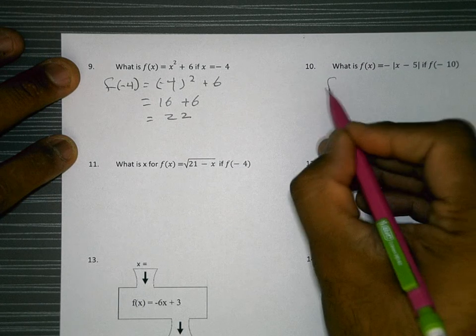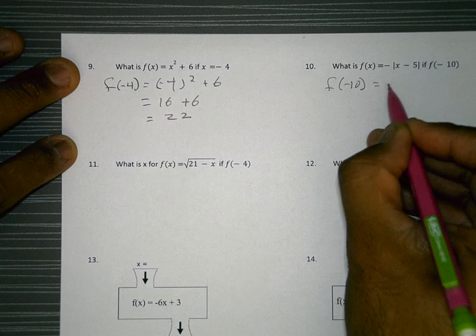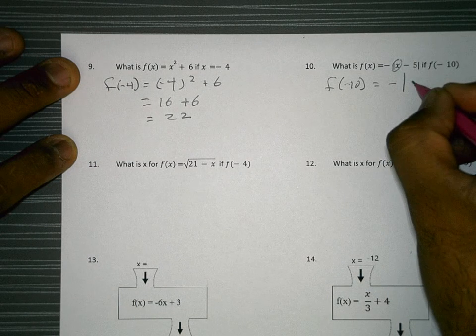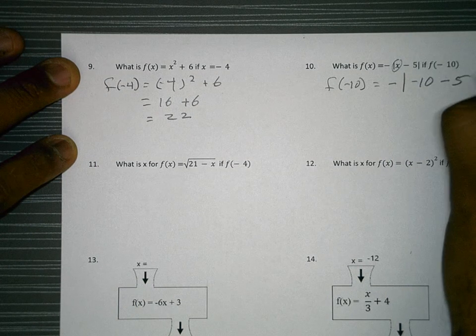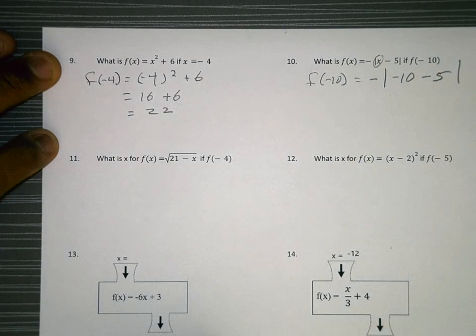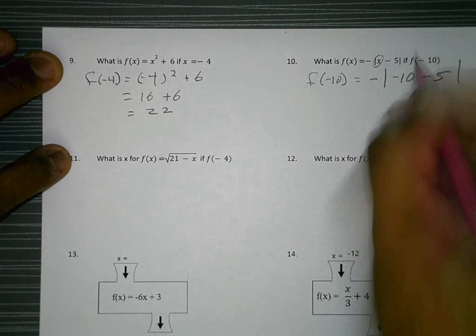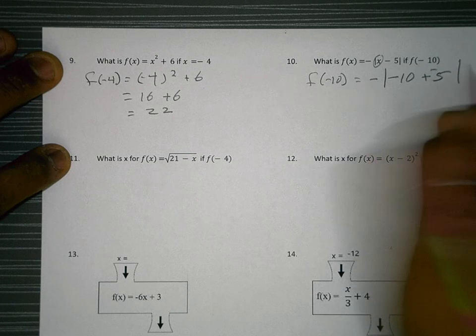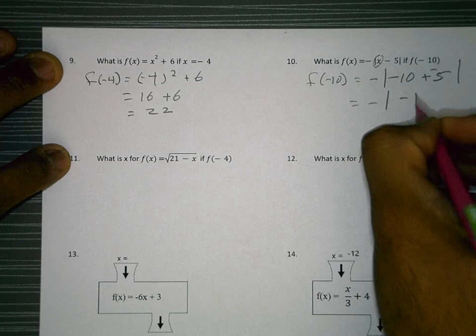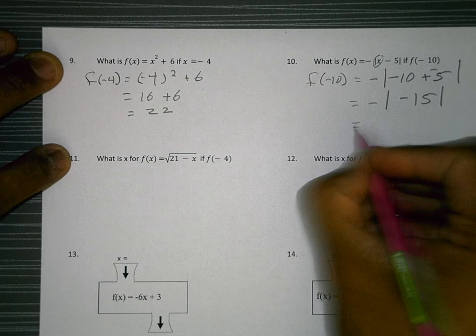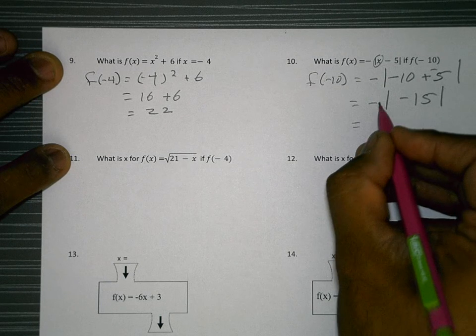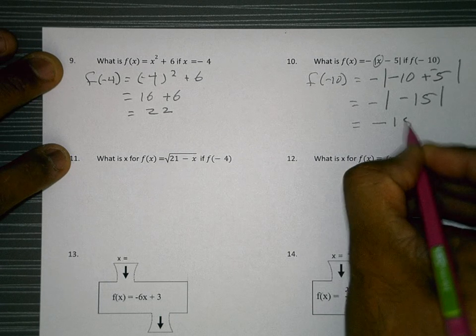And then for this one, we're looking at f of negative 10 is equal to a negative absolute value. And then I'm going to replace that x. So it's going to be negative 10 minus 5. All right. So I'm going to do inside the absolute values first. So I can add the opposite here. So it's going to be negative absolute value, negative 15. The absolute value of negative 15 is 15, and then you have this negative out front, so it's negative 15.